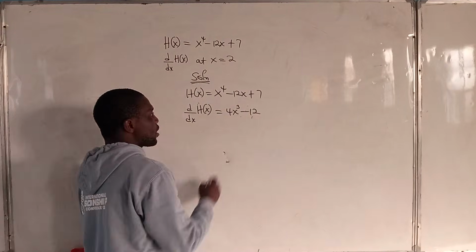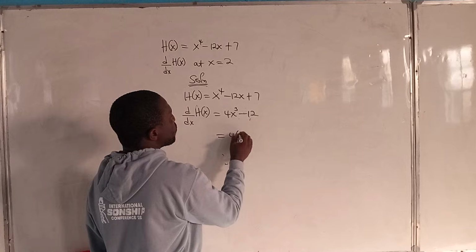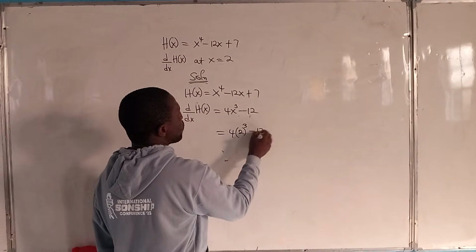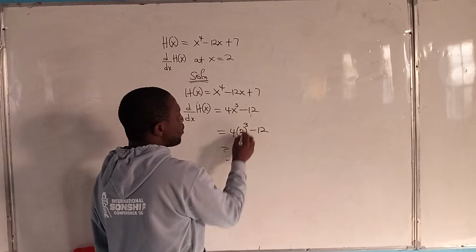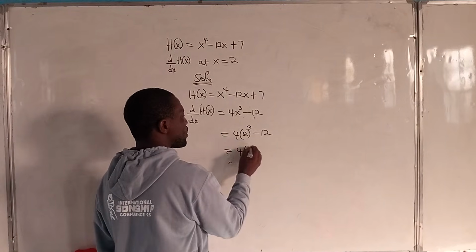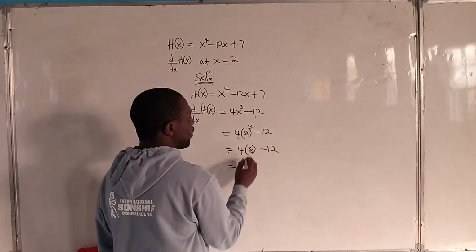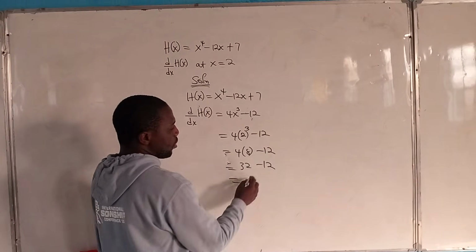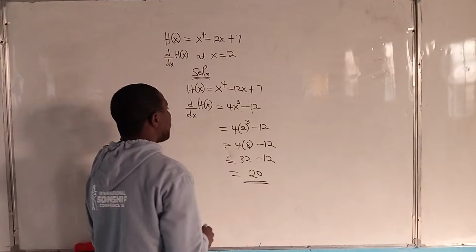Substitute the value of x. We have 4 into 2 because x is 2, 2 raised to 3 minus 12. This will give me 4, 2 raised to 3 is 8, minus 12. Now 4 times 8 is 32 minus 12. And 32 minus 12 is what? 20. So the final answer is 20.